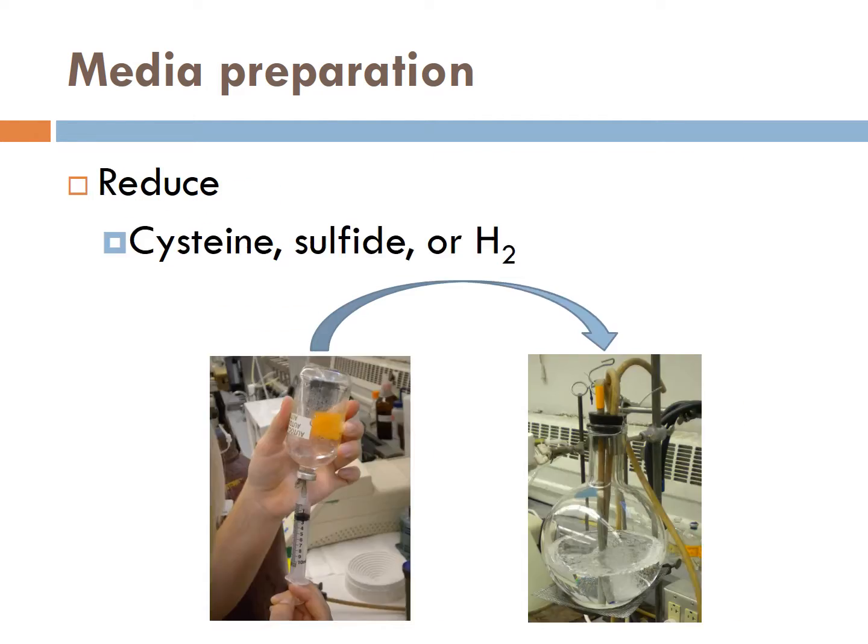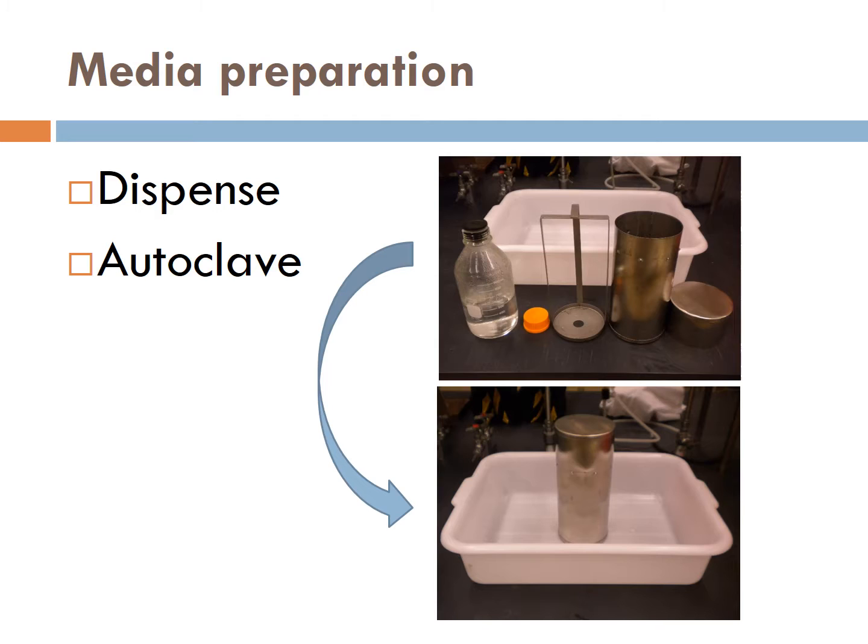Now that the media is reduced, we can finally dispense and autoclave to sterilize it. But even this step is non-trivial. We have to keep the bottles and tubes stoppered during autoclaving, or we undo all the work that we did. As you know, you're not really supposed to autoclave a closed bottle. For safety, we put the bottle in a metal shield. That way, if it explodes, the shield will absorb the shrapnel.